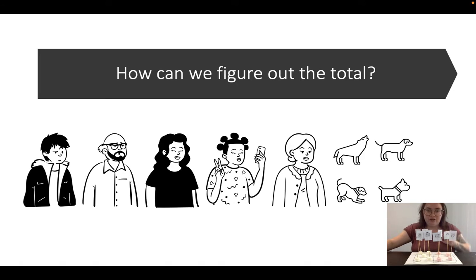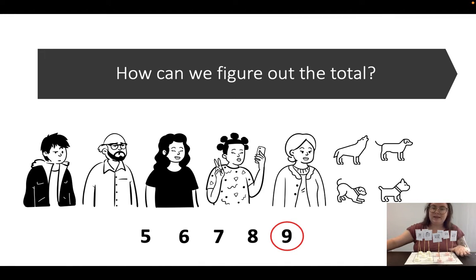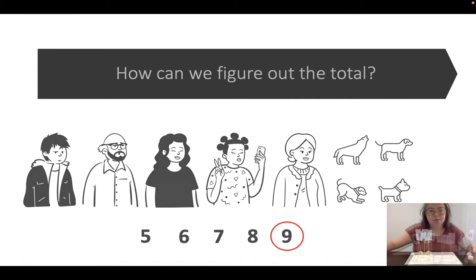We know we have 5 people, so now we're going to count on the rest. So we start with the number 5 and we're going to count on down. So 6, 7, 8, and 9. So 9 is our total, it's our whole number. This is how many people lived in my parents' house.